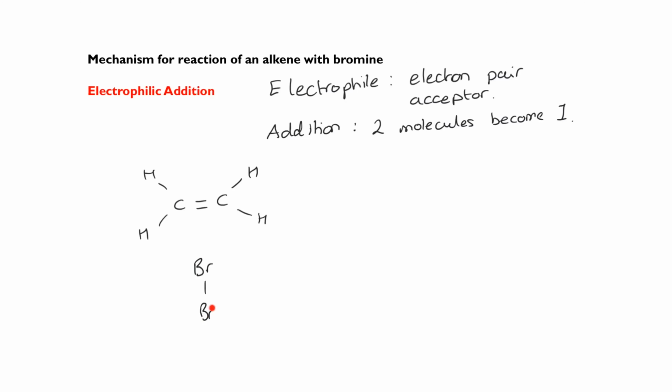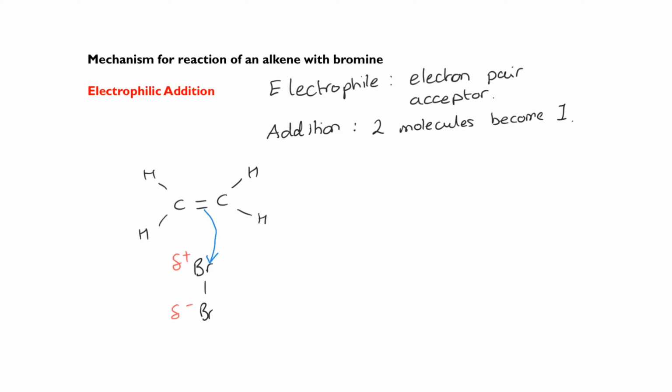So bromine has no overall dipole because it's symmetrical. However, due to the electron-rich nature of the double bond, it causes an induced dipole in bromine. So this bromine atom is partially positive and this one partially negative. Okay, it's an electrophile, which means it can accept an electron pair. So it's going to accept an electron pair by the breaking of this double bond.